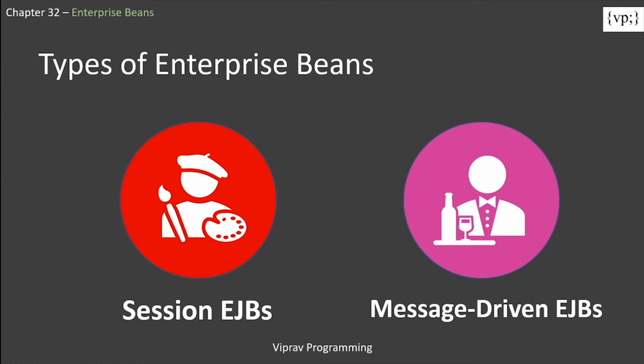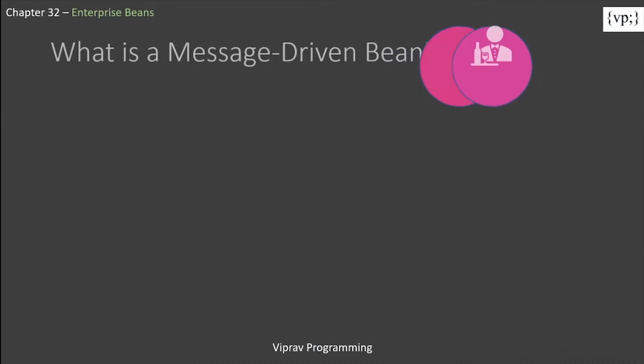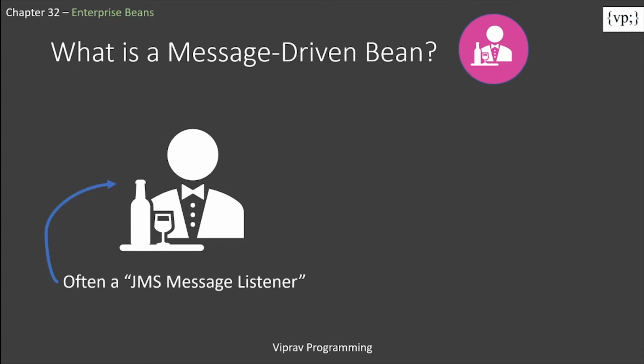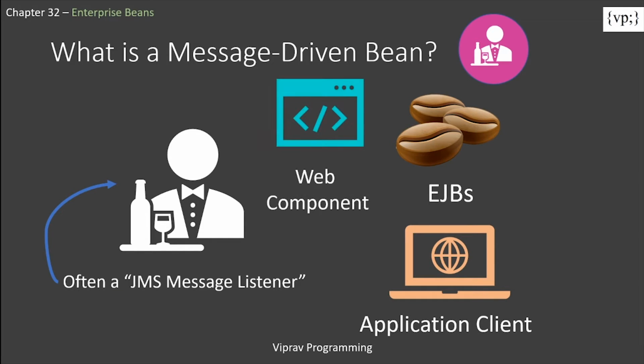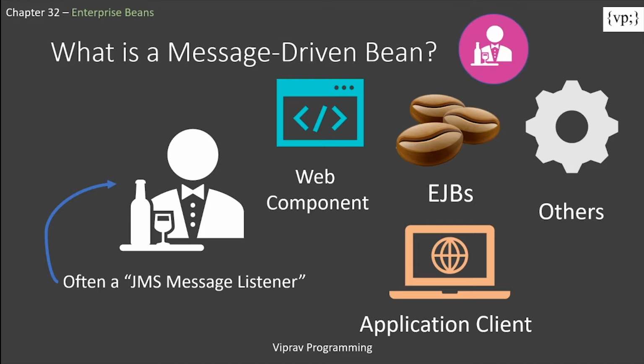So now let's take a look at our message-driven beans. A message-driven bean is an enterprise bean that allows Java EE applications to process messages asynchronously and is a very popular bean for the job of JMS listener. A message-driven bean receives messages from the Java EE components, EJBs, application clients, web components, or other systems.